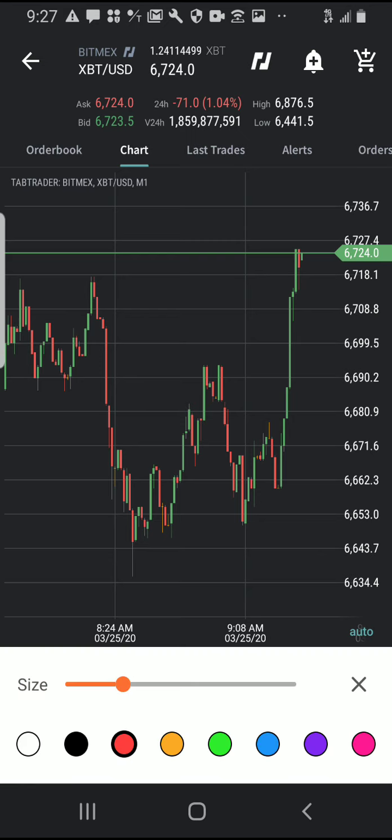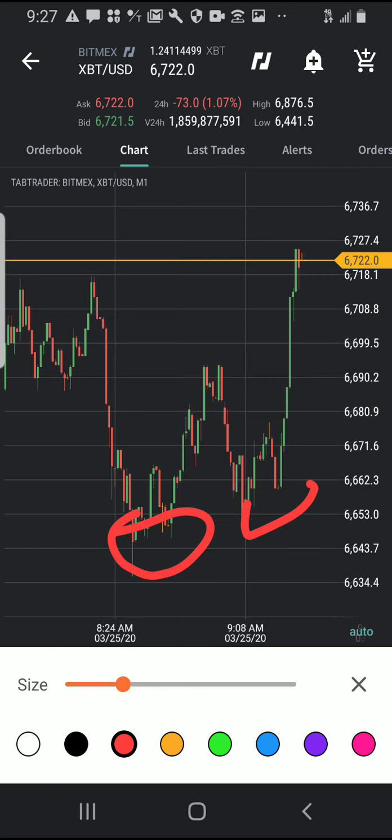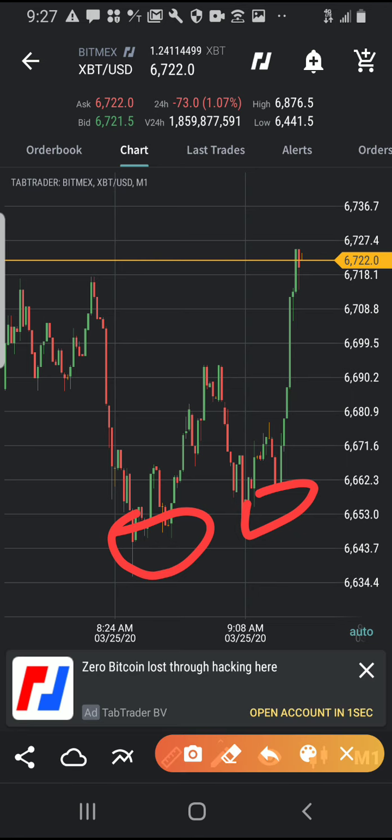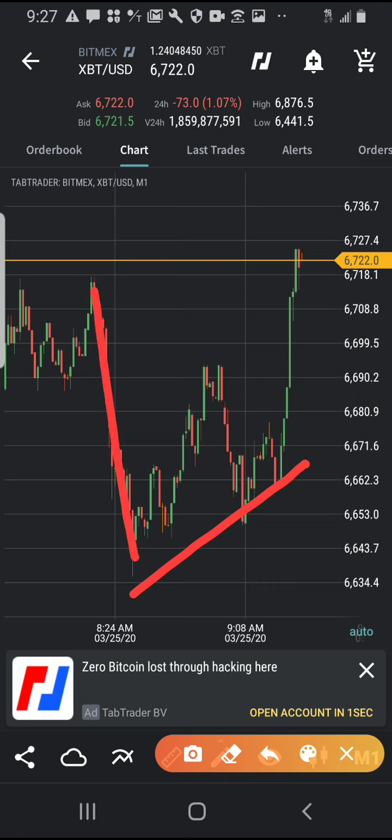So in this case here, we have our first bottom here, and then we have our second bottom. And when we draw it, we notice that it was actually this way. You get what I'm saying? So it formed a W.